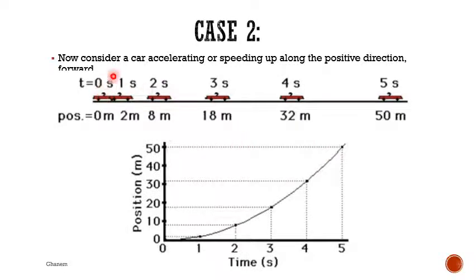Case study number 2, the car is speeding up since the distance covered is increasing with time. After showing these values on this graph, it's clear that the graph shows a part of a parabola. Then we can say that the car is moving with an increasing speed or accelerating.